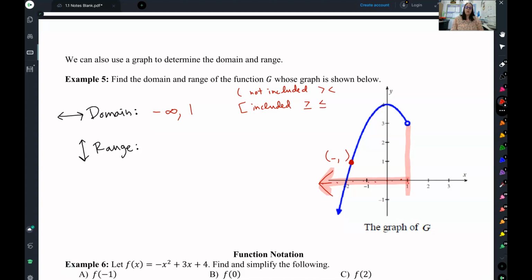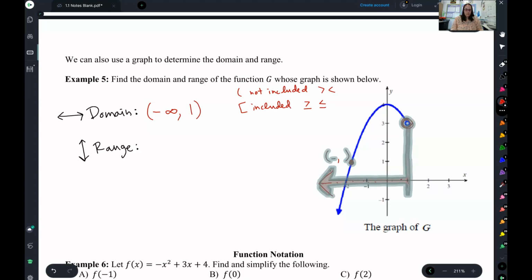That includes that point. Now, infinities always get parentheses because they are a concept, not a number. So you can never actually include infinity. You can't reach it. Now, for the 1, I look over here, there is an open circle, which means I am not going to include that 1. I want a parenthesis.